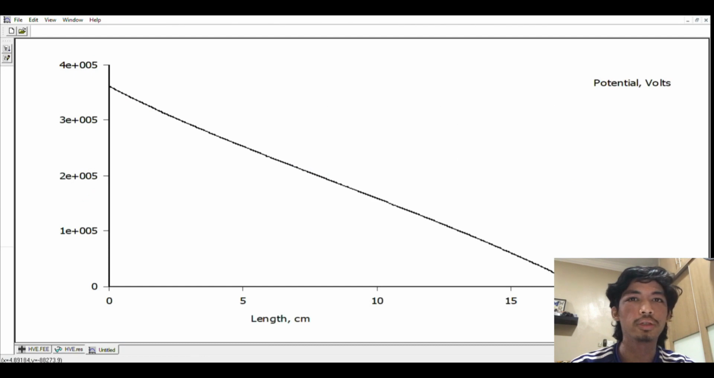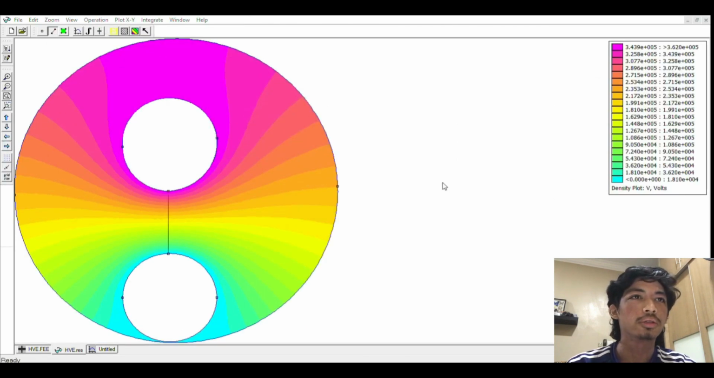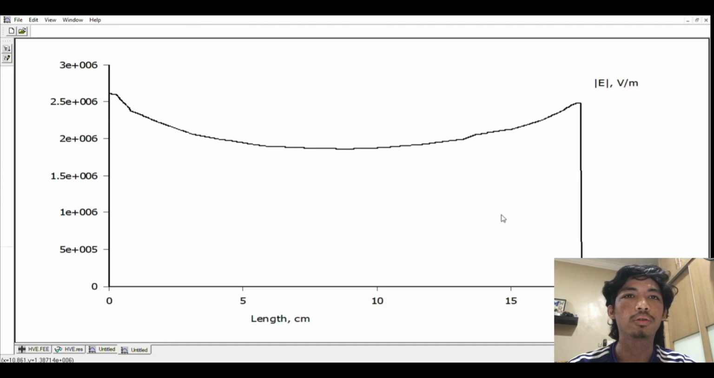So we can get the voltage value here and the magnitude of the intensity.